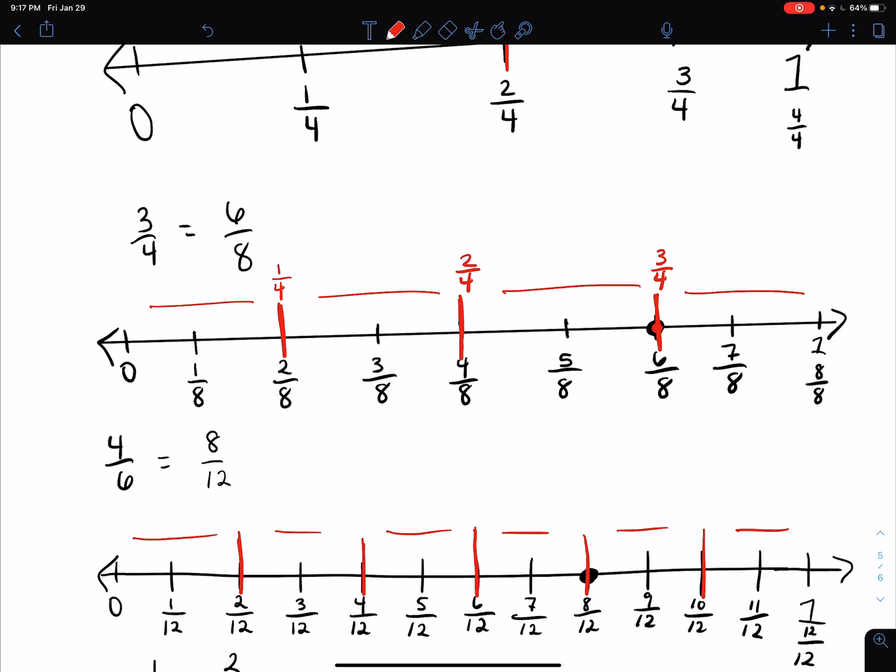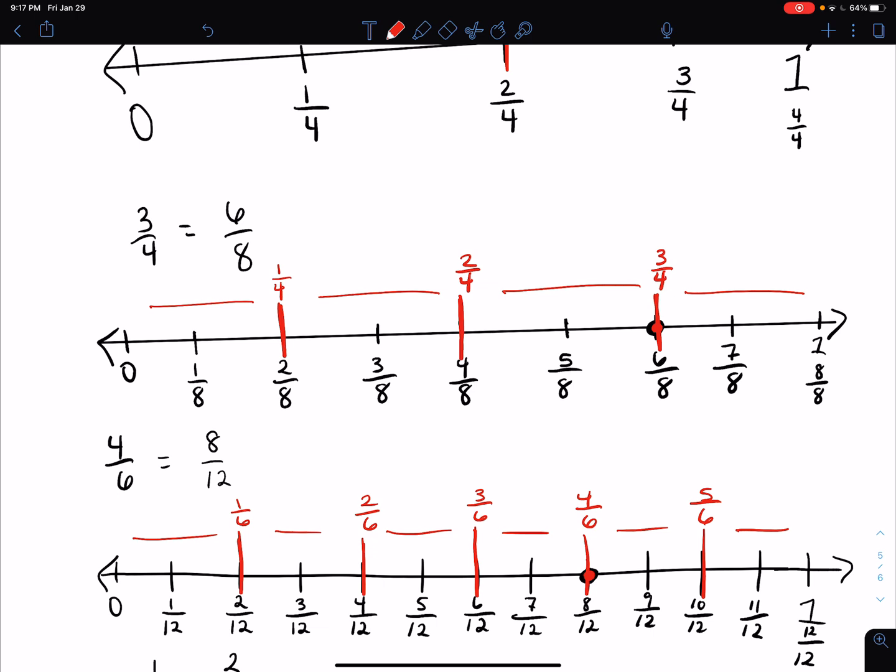So I'm going to label these 6. 1 6, 2 6, 3 6, 4 6, and 5 6. And then I'm going to plot my 4 6 because that's what I'm trying to prove, that 4 6 is equal to 8 twelfths. So I'm going to plot that, and as I can see, it is on the same spot of my number line as my 8 twelfths is.